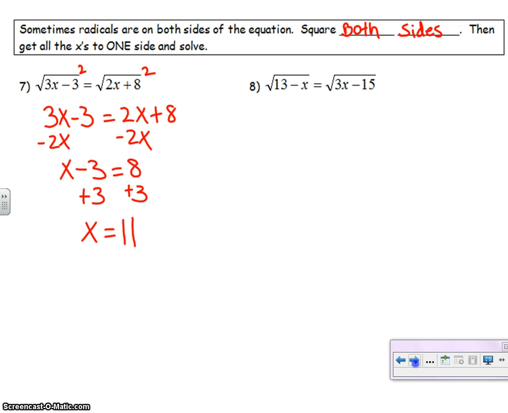Number 8. Same thing, we've got two things that are underneath the square root, so we will just square both sides. And then we write our equation without the square root signs. 13 minus x is equal to 3x minus 15.